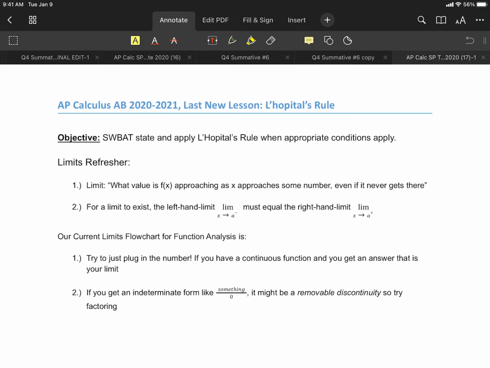All right, here we go. Last lesson of the year before review. And it's a good place to finish because it's going to bring us full circle and sort of kick us off with a review of limits.